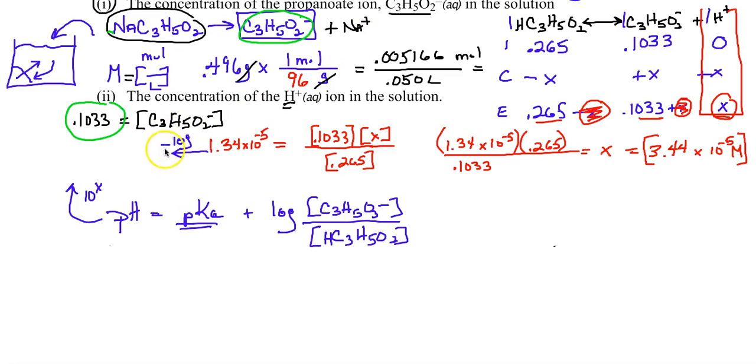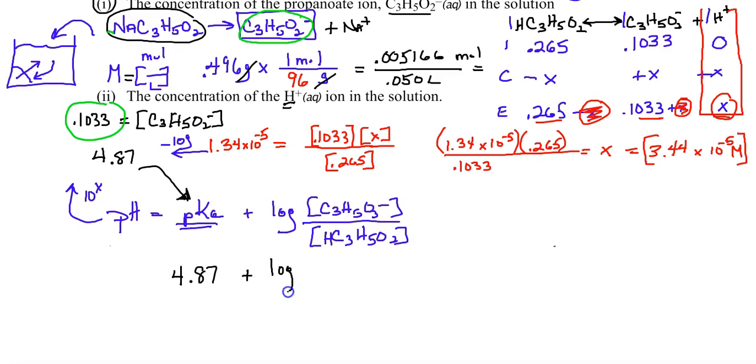So when I take the negative log of 1.34 and put that in my handy dandy calculator, I get a value that's equal to 4.87, and that's my pKa, which is an exponent. All right, so let's put that in, 4.87, okay, and now let's put the values in.